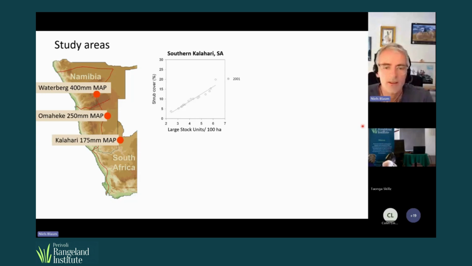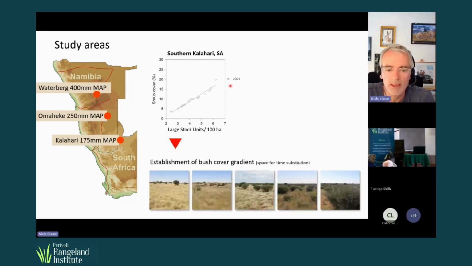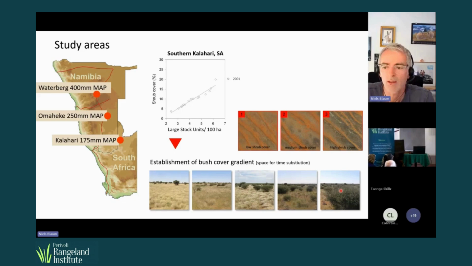To identify this was quite a difficult task when we started the project, and we established from these a bush cover gradient. So this is basically, we call it space for time substitution. We expect that if you start off here at a low proportion of shrub cover and would have a lot of livestock on it for many, many years, the area would turn into something bush encroached. You can also observe it from the sky.